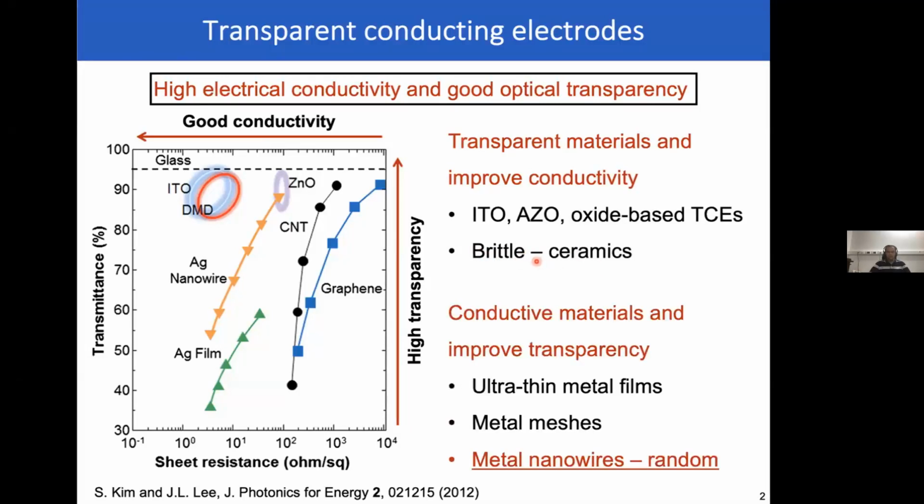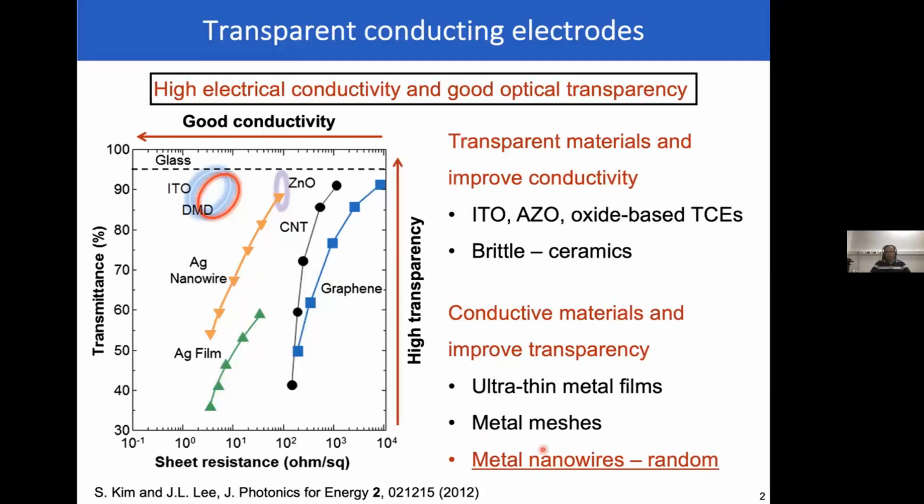The other approach is you start with some sort of a conducting material, and usually these are metals because metals have very good electrical conductivity, and you do something to improve the transparency. One way to do this, of course, is to have really thin metal films. These are called ultra thin metal films. And again, there is a big challenge as to how you actually grow ultra thin, ultra smooth films. You can have regular metal meshes, but growing these is difficult because they involve additional processing steps.